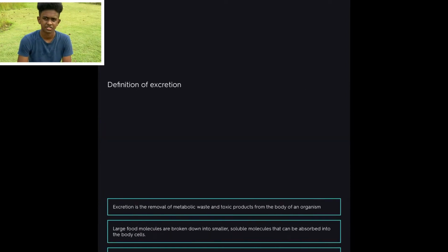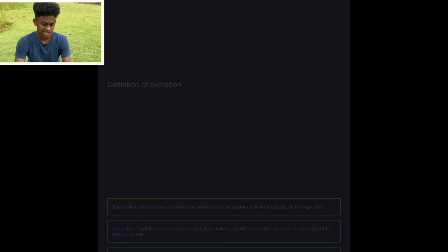So next, definition of excretion. Excretion is the removal of waste substances from metabolic processes that may disrupt respiration rate or something. The answer is: removal of metabolic waste and toxic products from the body of an organism. So basically what I was saying just now was the importance of excretion. So this is the answer, obviously.